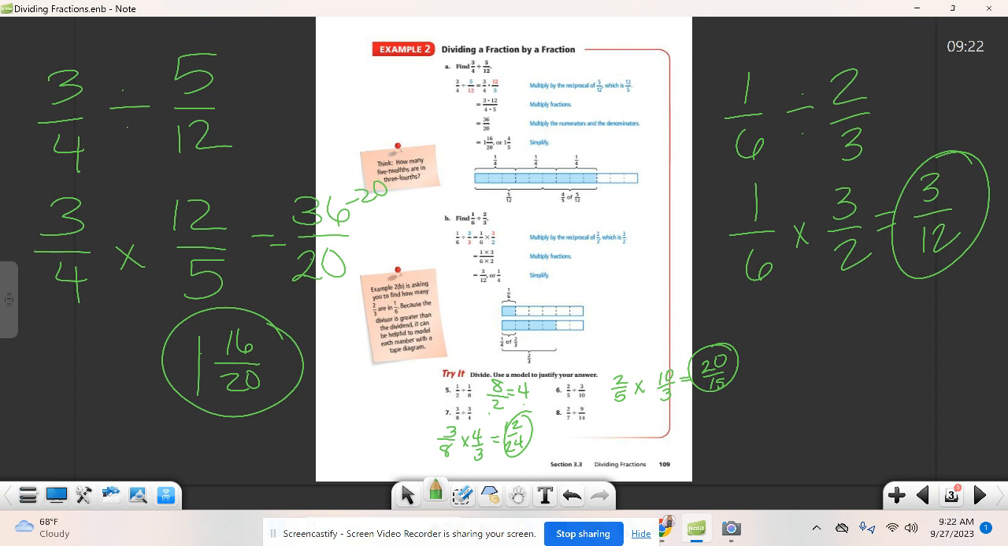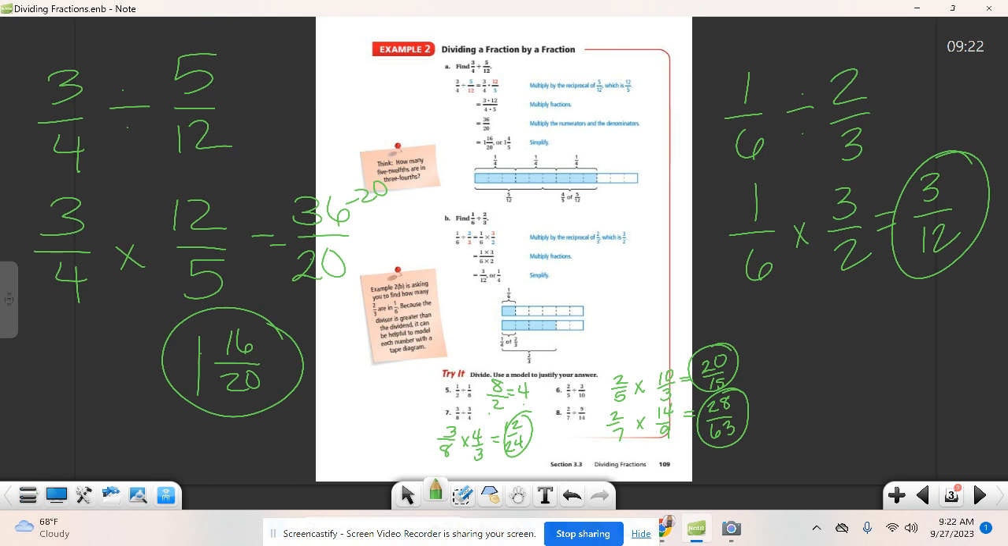Okay, and number 8, Micah. So you keep 2 sevenths, and you flip 9 fourteenths and change the sign. Uh-huh, 2 times 14 is 28, and 9 times 7 is 63. Beautiful. Does anybody have any questions about those? No, pretty straightforward, pretty easy, right?